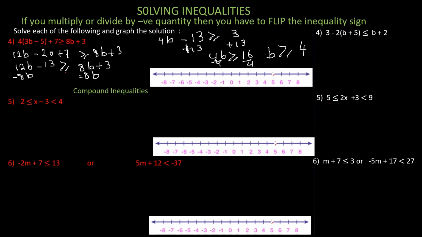How to graph? It's very easy. We have to go to 4, then make it greater than or equal. So we have to make a closed circle like this. And b greater than 4, then we have to go right.